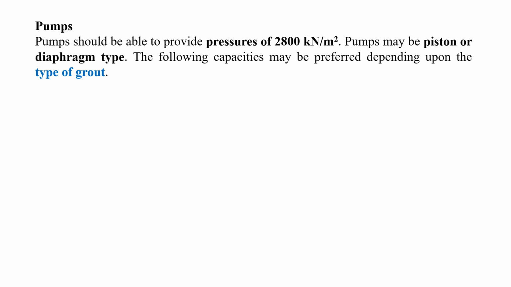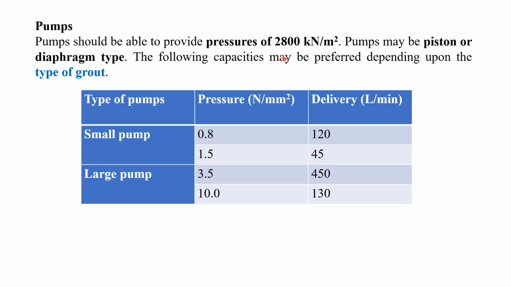So the next point is the pump. We also have to use a pump in the grouting equipment, the grouting plant. The pump should be able to provide pressures of 2800 kilonewton per meter square. The pump may be piston or diaphragm type. The following capacity may be preferred depending upon the type of grout. So types of pumps: a small pump and a large pump.